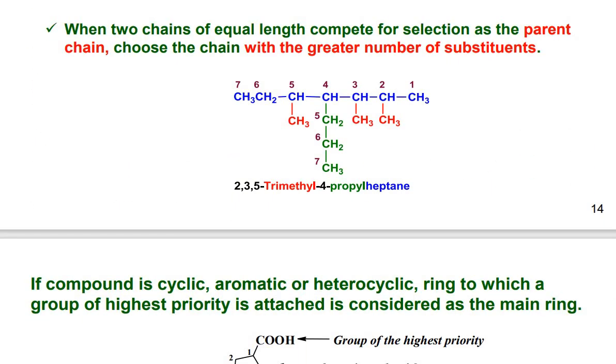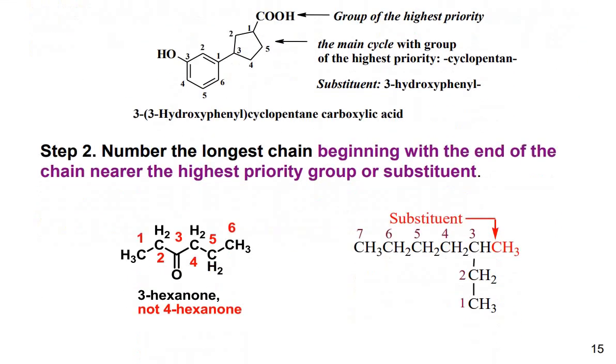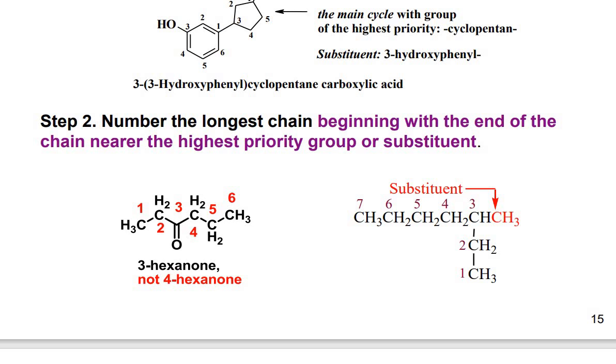2,3,5-trimethyl 4-propylheptane. If the compound is cyclic, aromatic, or a heterocyclic ring to which a group of highest priority is attached, it is considered the main ring. You can see the group of the highest priority. The main cycle with the group of highest priority is cyclopentane, and the substituent is 3-hydroxyphenyl: 3-hydroxyphenyl cyclopentane carboxylic acid. Now you can see step 2, number the longest chain beginning with the end of the chain nearer the highest priority group or substituents.